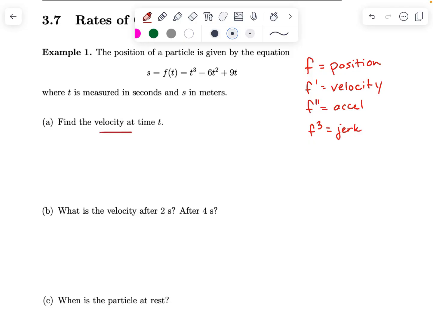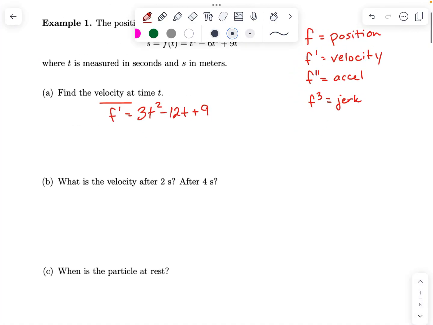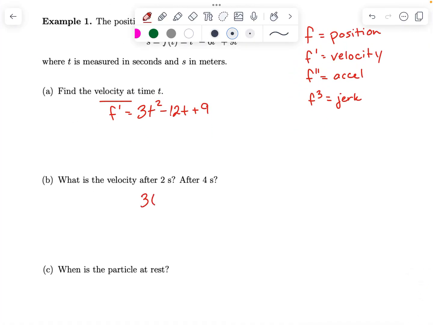So if we want velocity, we want f prime, which is, we know, 3t squared minus 12t plus 9. Velocity after 2 seconds, just plug in a 2 into our velocity equation. So 3 times 2 squared minus 12 times 2 plus 9. This is 12 minus 24 plus 9, which is negative 3 meters per second.